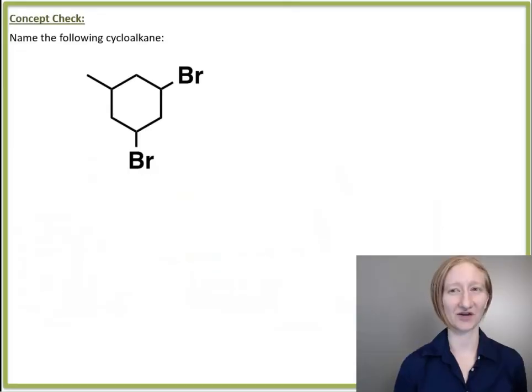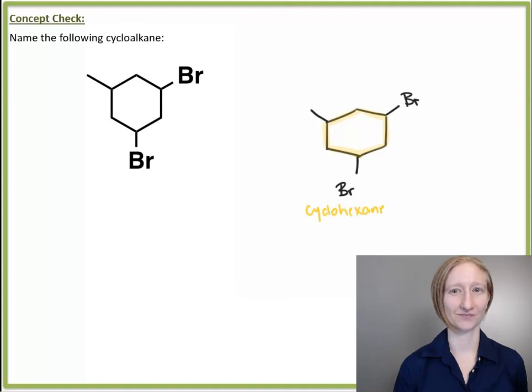Let's pause for a concept check question. Take a minute to name the cycloalkane shown here. Okay, so to begin, we'll need to identify the parent. Here the parent is the 6-carbon ring structure, or a cyclohexane. Then we need to identify and name our substituents. We have a methyl group and 2 bromo groups. But what positions are they in?